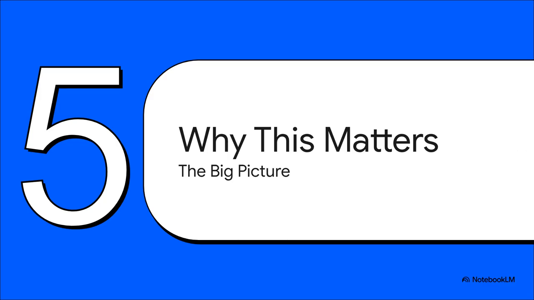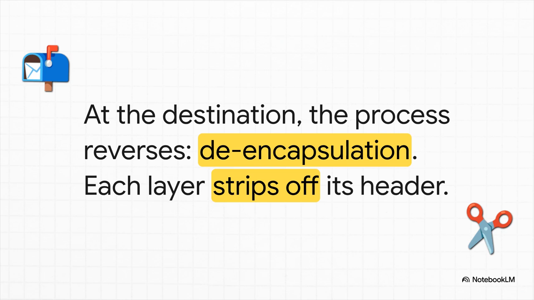Okay, we have seen the journey and we've met the traffic cops. So, let's zoom all the way out and get back to the big picture. Why is this hidden blueprint so incredibly important? Well, when your cat video request finally arrives at the YouTube server, the whole process just happens in reverse. We call it de-encapsulation. Layer 2 strips off its envelope, then layer 3, then layer 4. It's like unwrapping a gift until finally your original request is revealed.